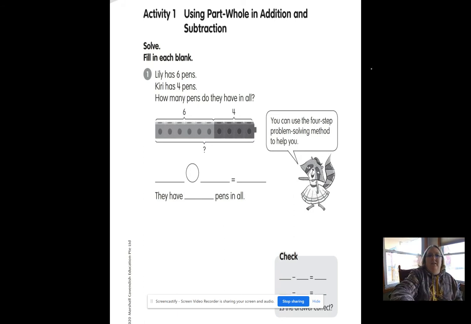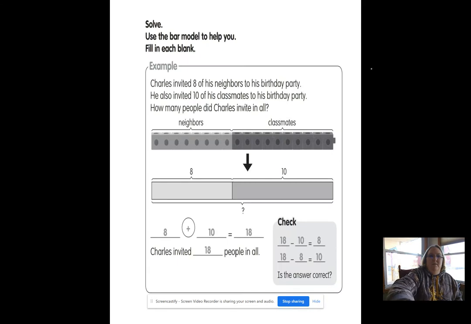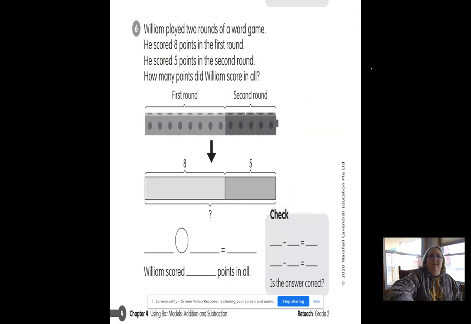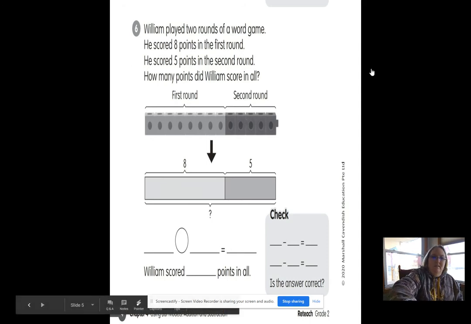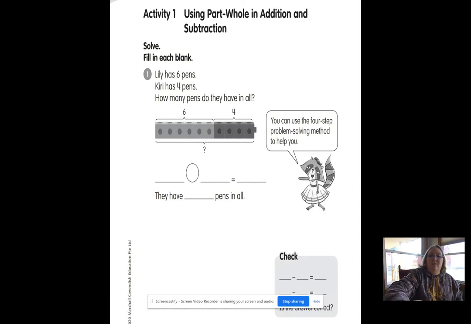So you'd put Lily's pens plus Kiri's pens, and that equals our total. Don't forget there's a sentence at the end on all of these problems, and it's really important that we write this as a sentence. So you would tell me that they have your answer, how many pens in all.